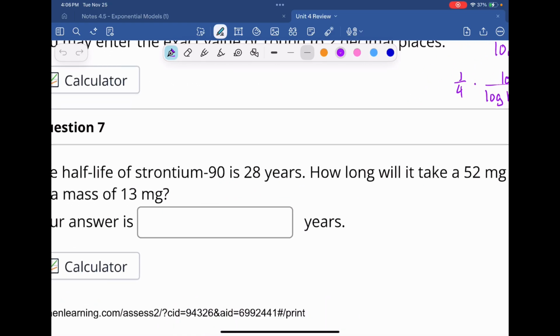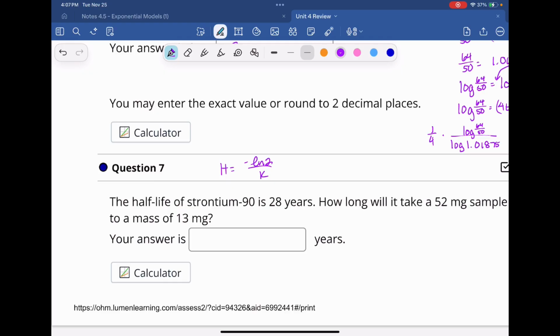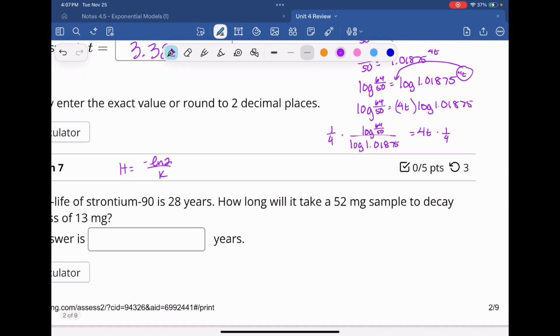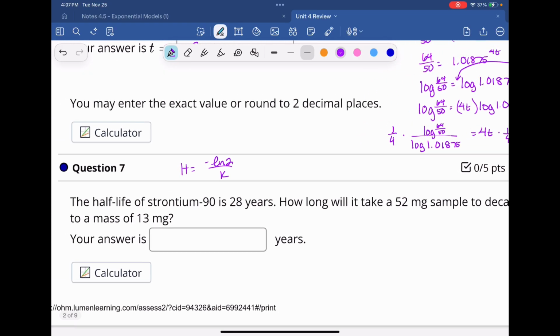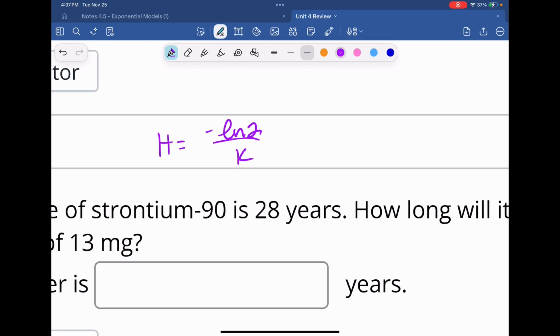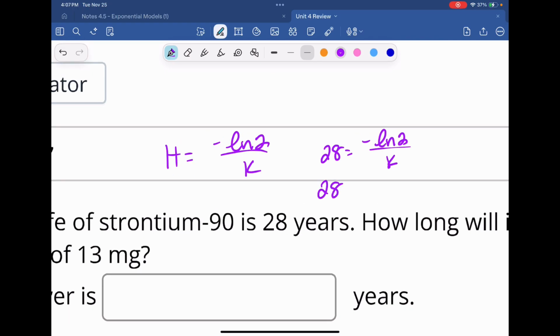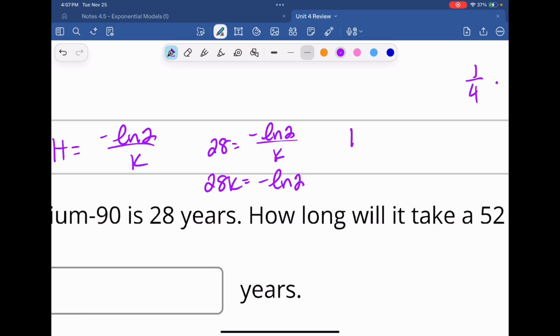Okay, half-life of strontium. Okay, so half-life is negative ln of 2 over k. And it tells me that's 28 years. How long will it take for a 52 milligram sample to decay to 13? So we need the k first. So 28 equals negative ln of 2 over k. So 28k equals the negative ln of 2, which means k equals the negative ln of 2 over 28.